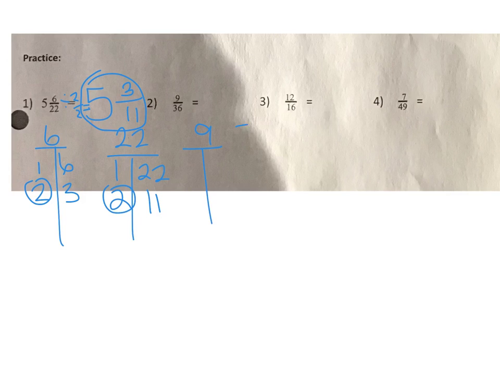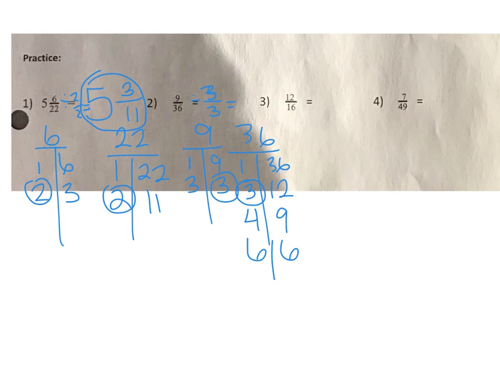Let's do 9 and 36. We've done 36 a bunch, so hopefully you remember those factors. So 1 and 9, 3 and 3, 1 and 36, 3 and 12, 4 and 9, and 6 and 6. I keep forgetting the 6 and 6, so we got to remember that one. Okay, our GCF is 3. So we're going to divide our numerator and our denominator by 3 over 3. And I get 3.